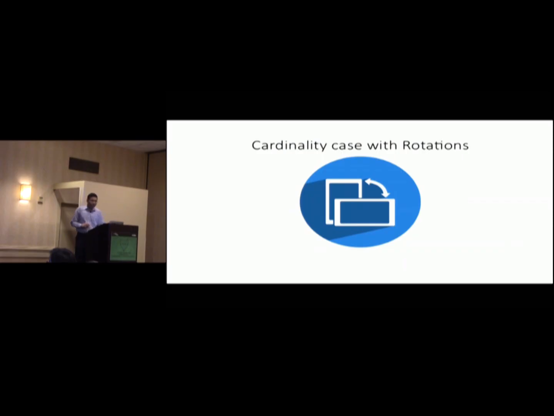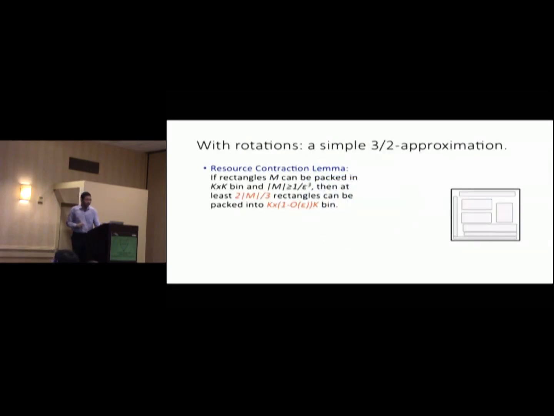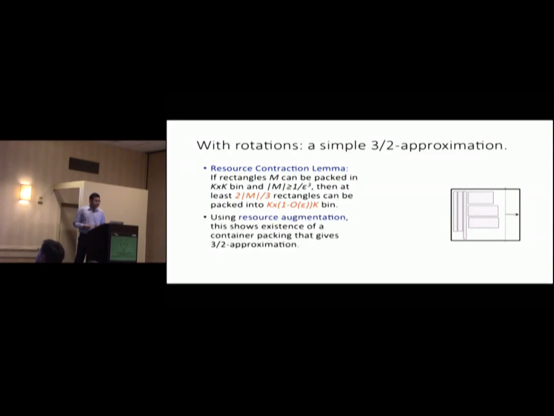In the second case, when rotations are allowed, we use something called the resource contraction lemma. If a bunch of rectangles can be packed in a k by k bin, then you can pack at least 2/3 of such rectangles in a slightly smaller bin. Then you can use resource augmentation to show existence of a container packing that gives a 3/2 approximation. Resource augmentation is very well studied in geometric packing. We believe resource contraction will also be useful in this problem.